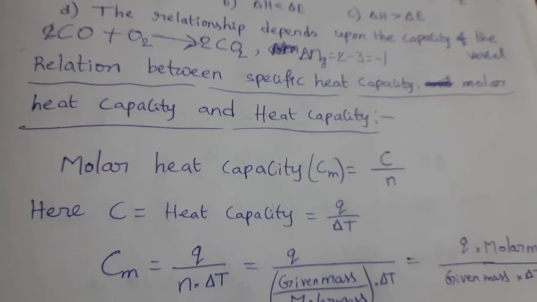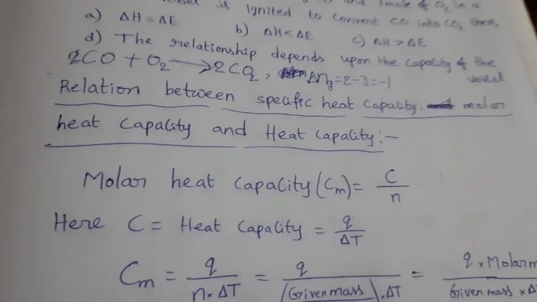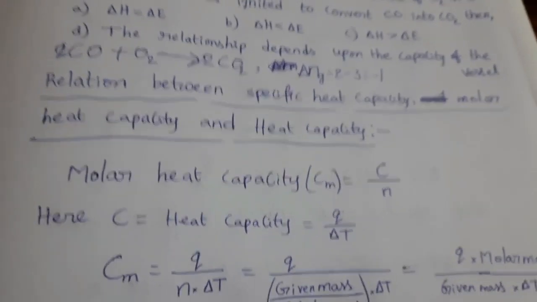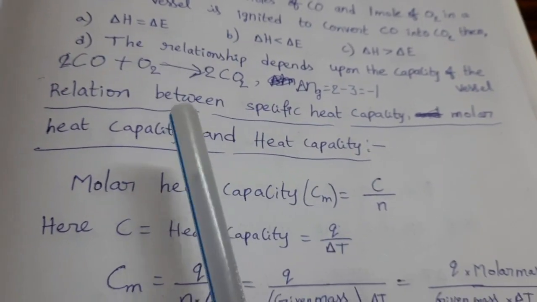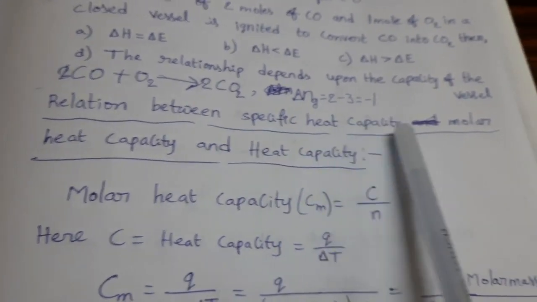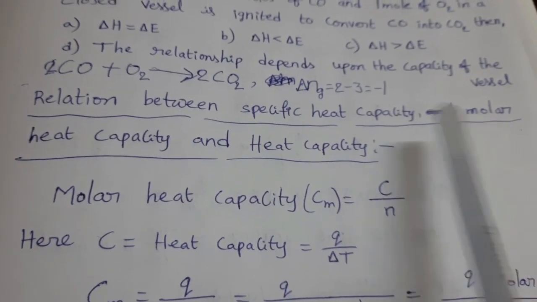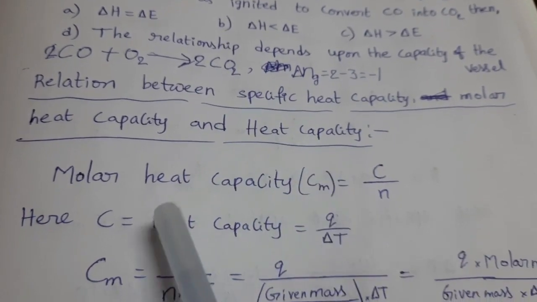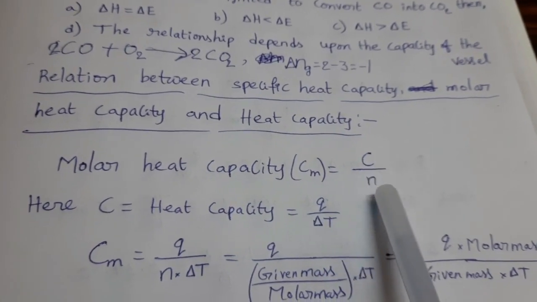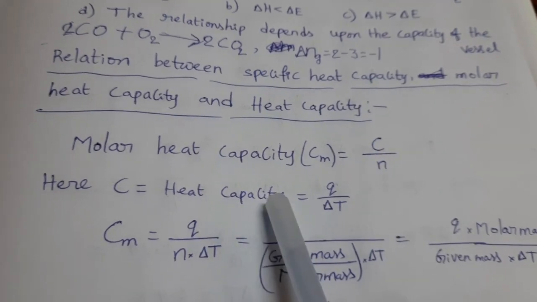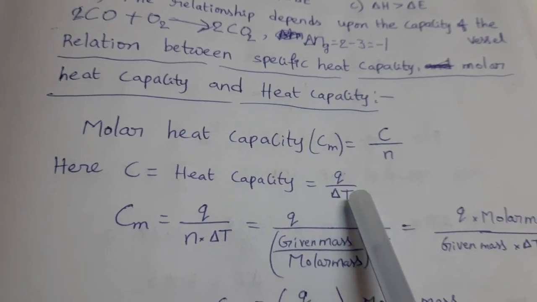Relation between specific heat capacity, molar heat capacity and heat capacity. Three terms. How these three are related to one another. Specific heat capacity, molar heat capacity and heat capacity. Molar heat capacity Cm equal to C divided by n. C means heat capacity, formula Q by delta T.